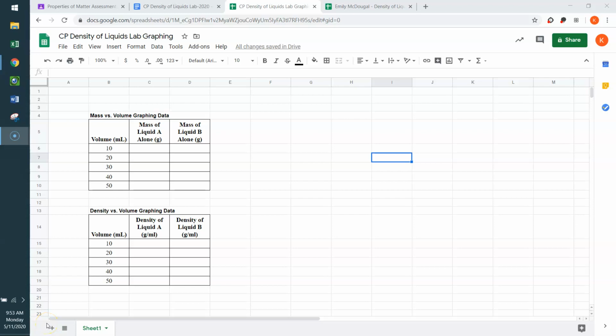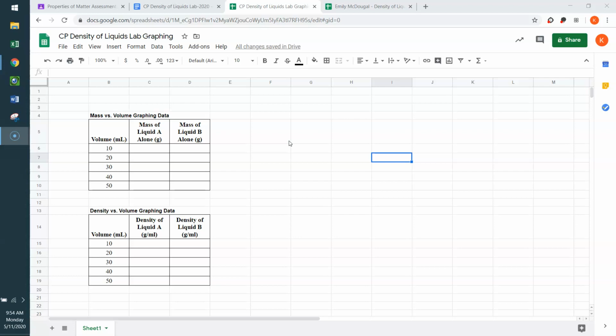Hello again, folks. Here's just a quick reminder on how to create a scatter plot. For this lab, there are two scatter plots that you need to create. I'm going to show you how to do the mass versus volume graph, and then you're going to also have to do the density versus volume graph, but this one on your own. So you're going to have two graphs that are going to need to be imported into your density of liquids lab.